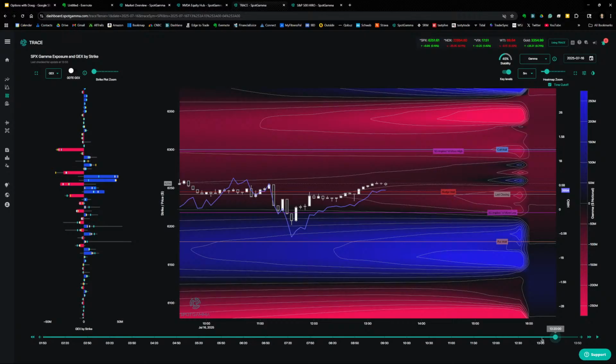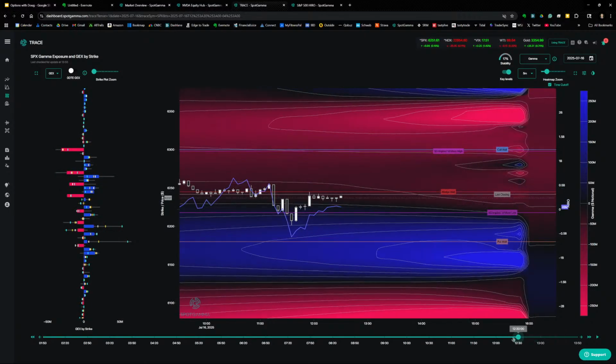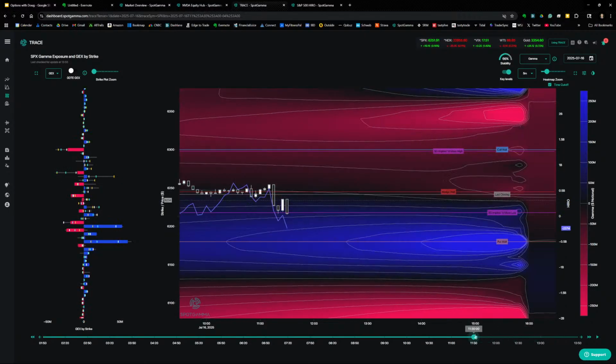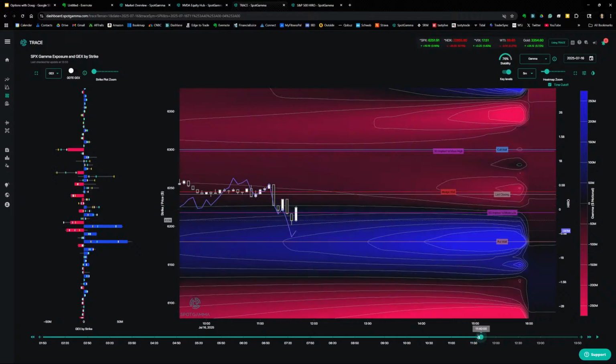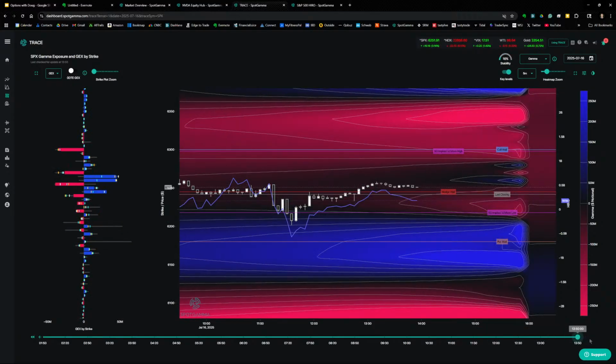Let's go back in time just a little bit. Go back to 11:30, 12 o'clock. So you can see that reversal starting right around 6,200. The positive gamma is shown with the blue GEX bars over on the left and the blue shading over on the right. Note stability index at that time was 76%. Now it looks like it has dropped.